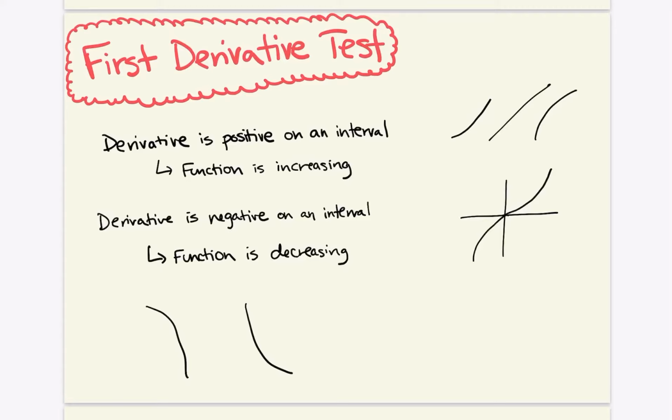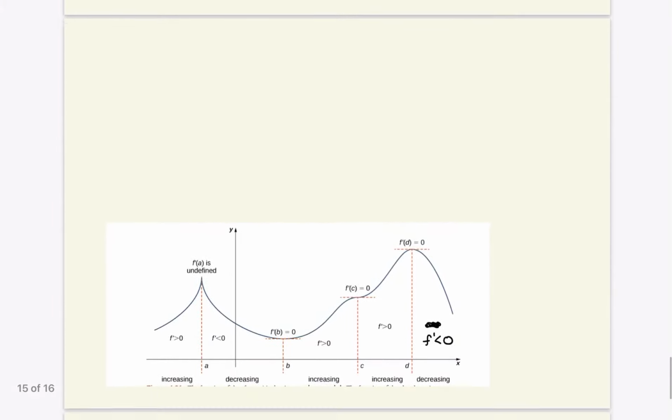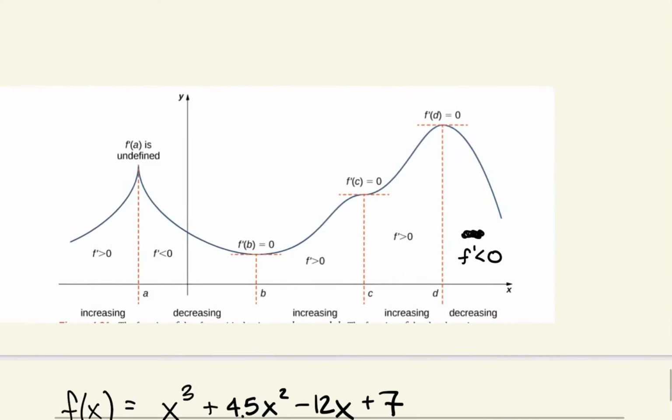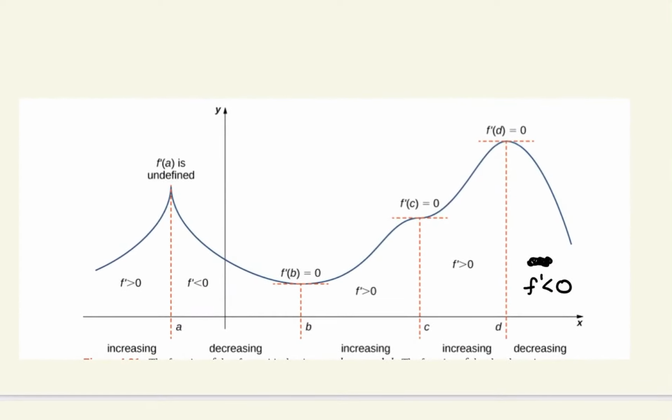On the other hand, if a derivative is negative on an interval, it means the function's decreasing, and the function will either look like this, or again, it's possible the function just has a straight line with a negative slope, so the function is decreasing. Okay, let's see an example where we can apply all of this.